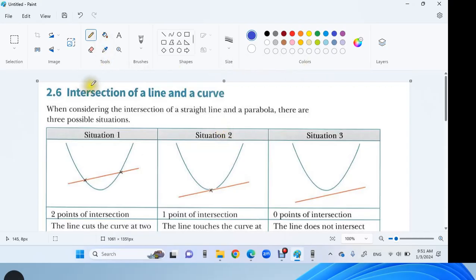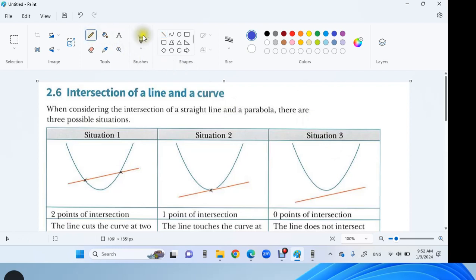We look at 2.6, intersection of a line and a curve. When we consider the intersection of a straight line and a parabola, there are three possible situations. If we have a quadratic curve, the shape we call a parabola, and a straight line like this, the straight line can have no intersection with the curve, or it can have one intersection. One intersection we also call tangent. And then we can have two intersections.